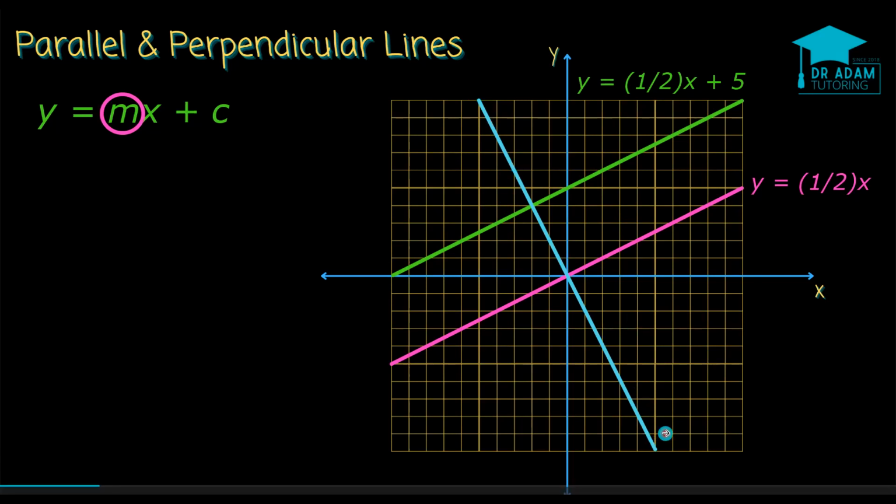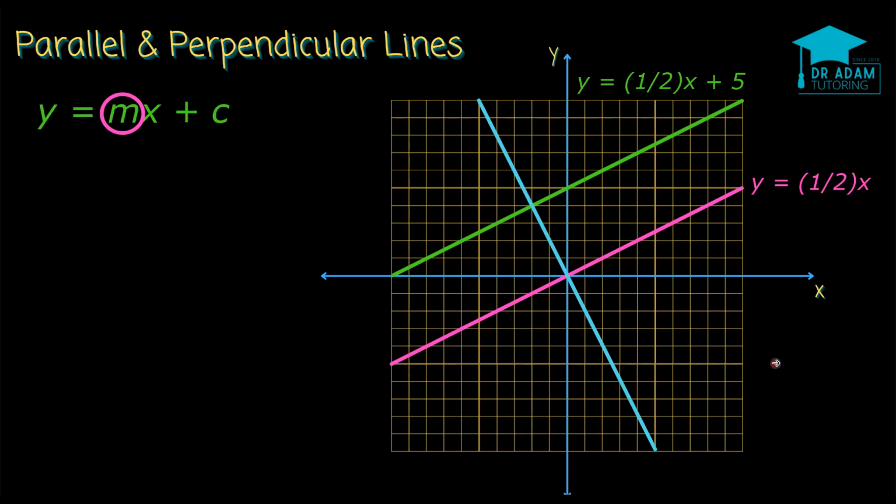Now the best way to think about this is to think of a perpendicular line as a 90-degree rotation. Okay, so by definition, perpendicular implies that there is an angle of 90 degrees between the lines. So let's think about how that would affect the gradient of a line.